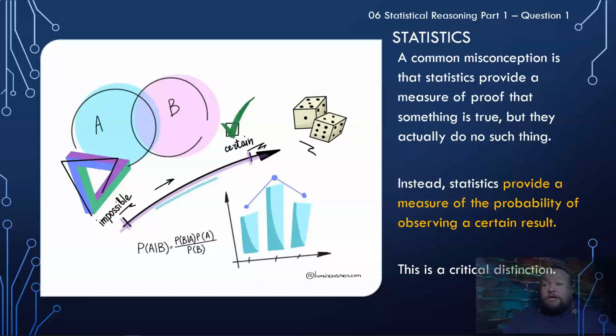Another thing with statistics is a common misconception that statistics provides a measure of proof that something is true. But they don't actually do such a thing. It's not really about proof. Instead, statistics provides a measure of the probability of observing a certain result. Because proof, as we talked about before, is either true or false. It's a dichotomy. It's one or the other. There's nothing in between. Whereas statistics gives you a probability on a spectrum from completely impossible to 100% certain, and some kind of scale between that.